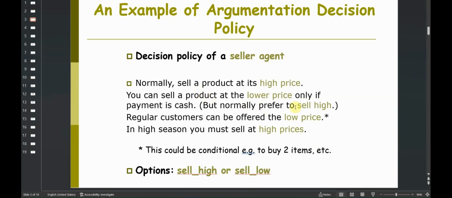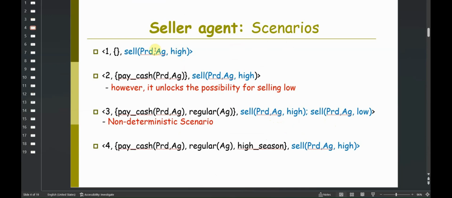This is written here. Regular customers can be offered the low price. It says can. It doesn't say are always offered. This is a trick. And in high season, we must sell at a high price. All right, so let's try to somehow formalize this decision policy and look at scenarios. So the default scenario is sell high. Then I have a scenario to pay cash where again I want to sell high, although it unlocks the possibility of selling low. So now I have to set the case that even when the agent pays cash, the product will be sold at a high price.